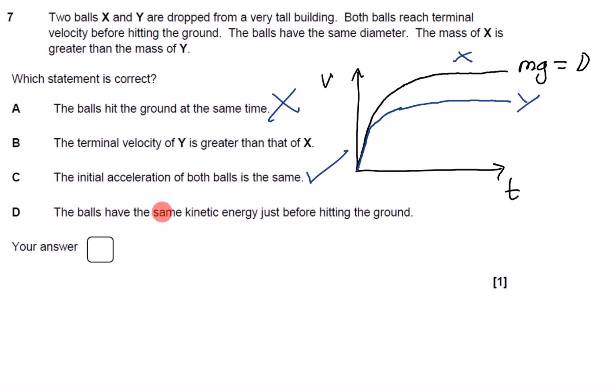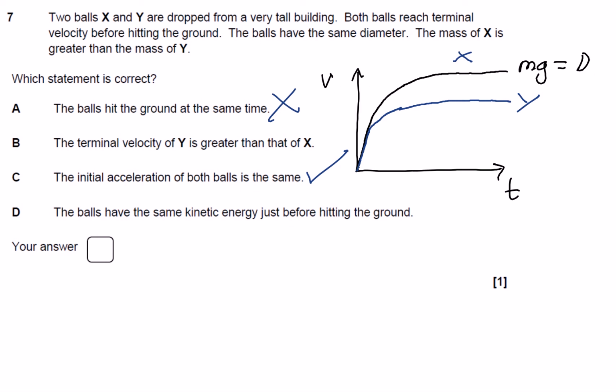And then we'll just have a look at why the last one can't be true. The two balls have the same kinetic energy just before hitting the ground. Well, that can't be true because they have different masses and they will be travelling at a different velocity. So Y has got a lower velocity and a lower mass, so its kinetic energy will be lower.